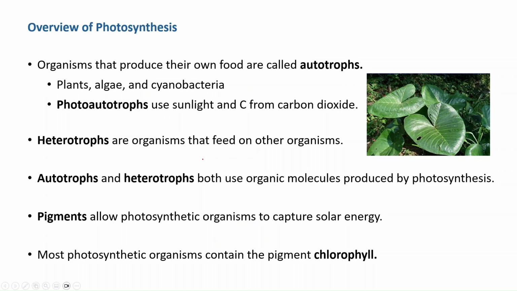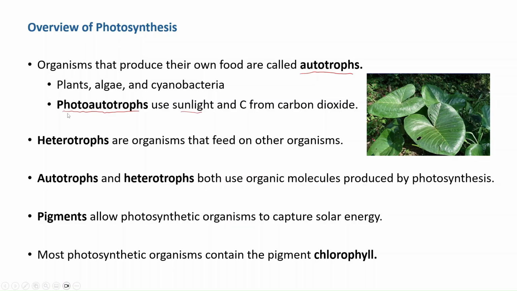So let's add a few extra names because we're going to be using them every so often. When we talk about the producers, those are the organisms that produce their own food. We also call them autotrophs because they make their own food. That's what autotroph means, own food. We're talking about plants, algae, cyanobacteria. If they use sunlight as the source of energy, they're called photoautotrophs, meaning they make their own food from sunlight.